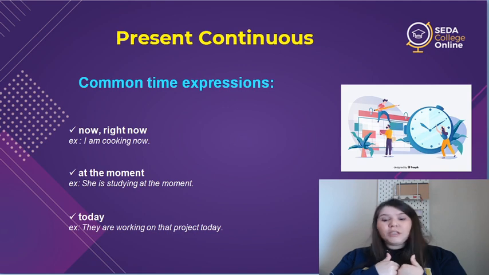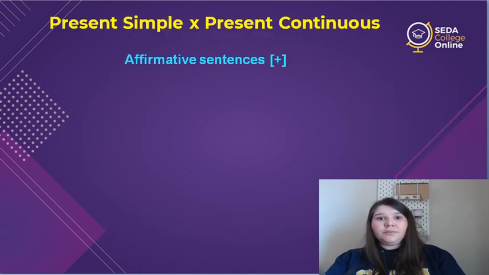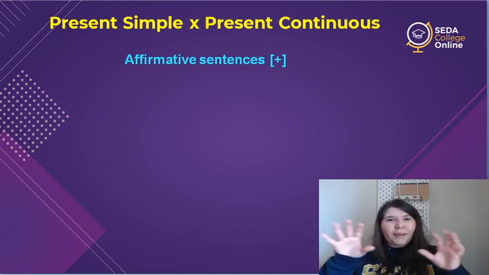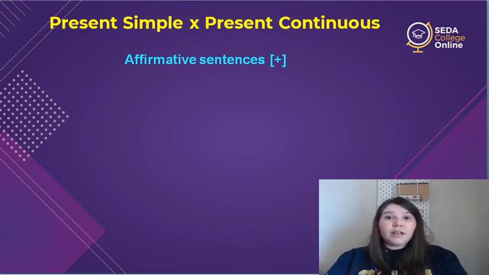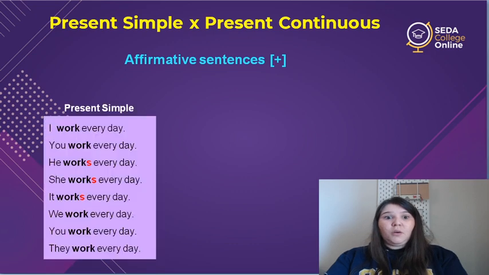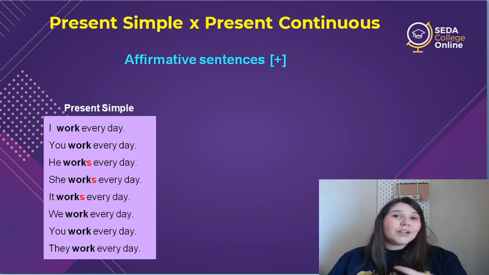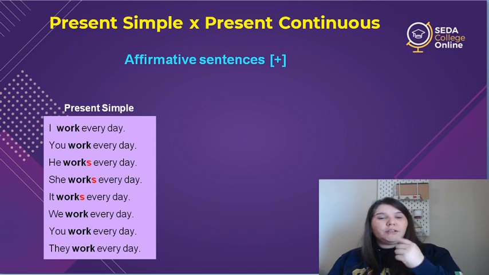All right? Good. Now, let's review the form. Okay, let's compare the two of them. So when we use affirmative sentences with the present simple, let's take a look. I can say, I work every day. You work every day. He works every day. She works every day. It works every day. We work, you work, they work.